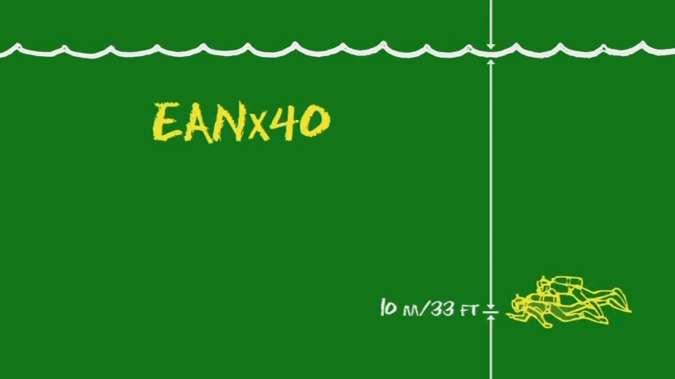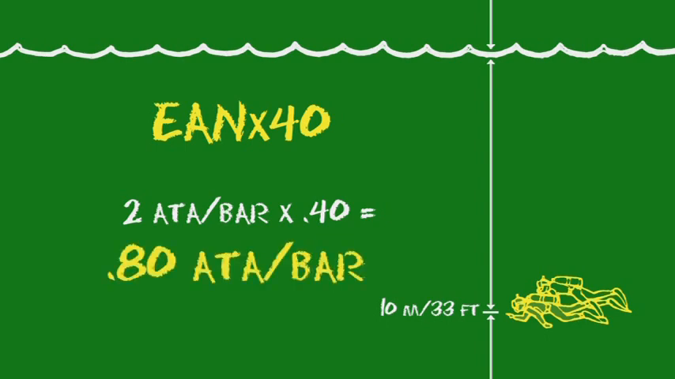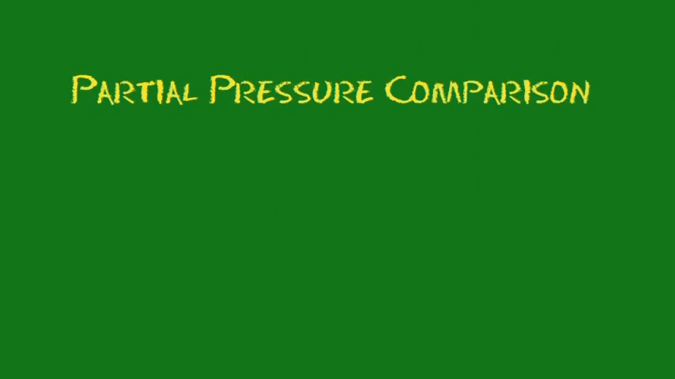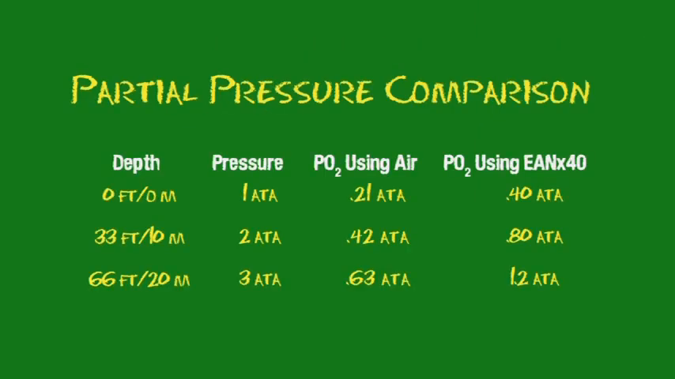Suppose you dive to 10 meters, 33 feet, using enriched air 40. At 10 meters, 33 feet, the pressure is 2 atmospheres or bar, 1 of air and 1 of water. 40% oxygen is written 0.40, so your computer would calculate 2 ATA bar times 0.40 equals 0.80 ATA bar PO2. Comparing the PO2s for air and enriched air 40 at different depths, you can see that the more oxygen in the blend, and/or the deeper you dive, the higher the partial pressure.